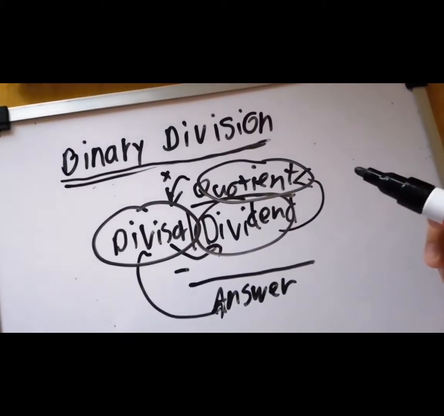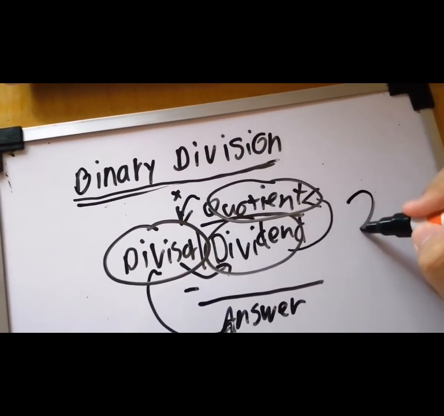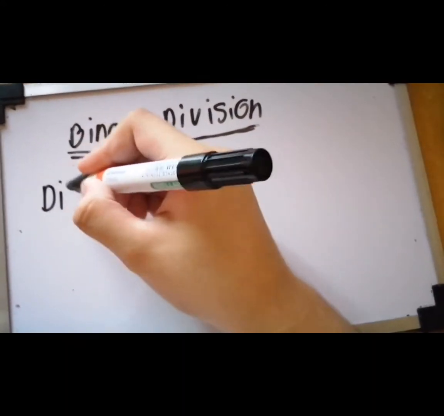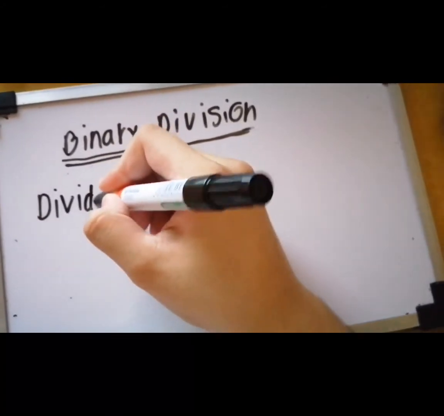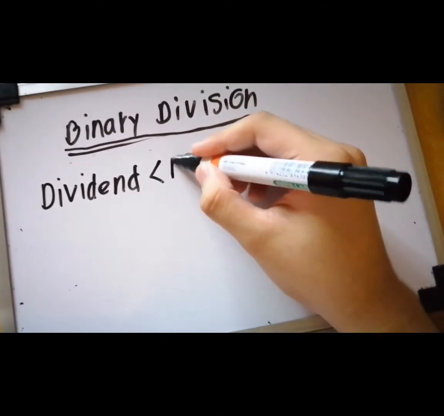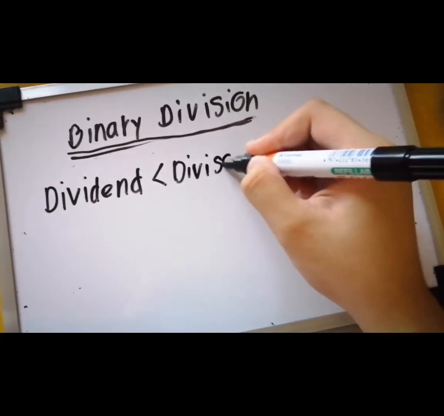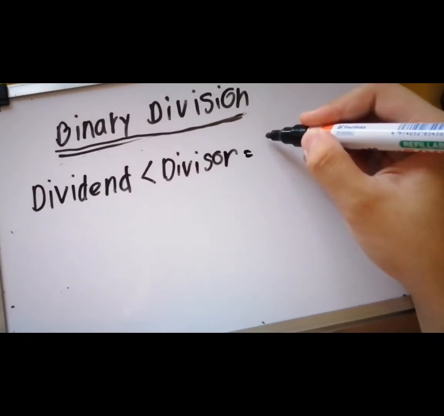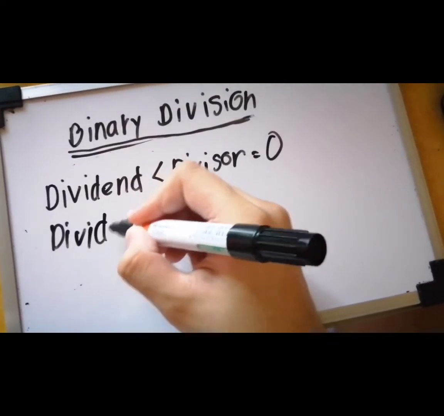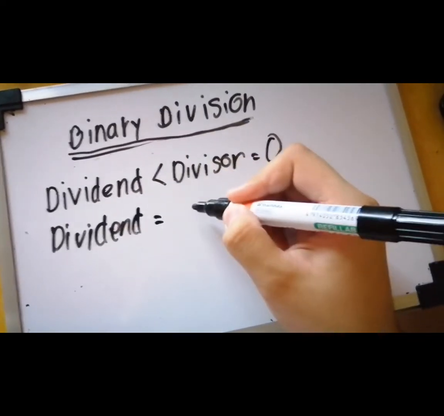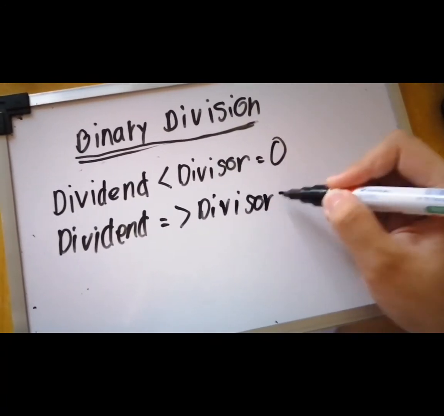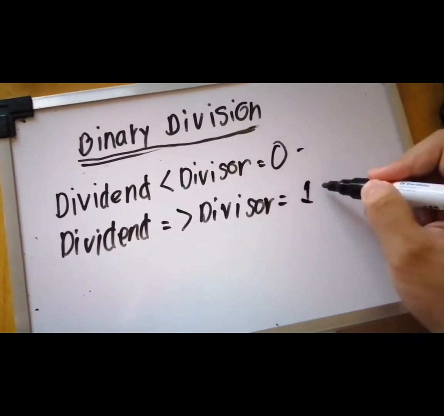Also, unlike all binary equations, there's only two rules. The first rule is that if the dividend is less than the divisor, then it is equal to 0 quotient. Now, if the dividend, however, is equal or perhaps greater than the divisor, the quotient will be 1, thus 0 and 1.